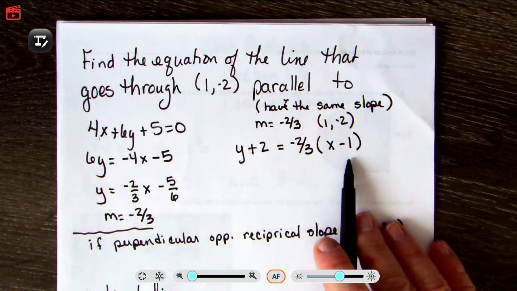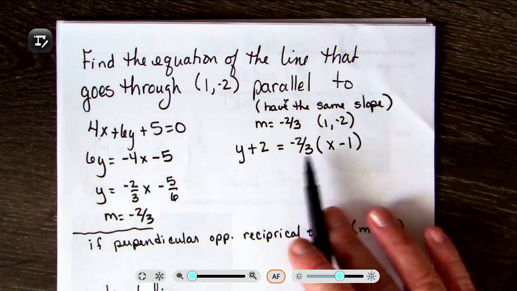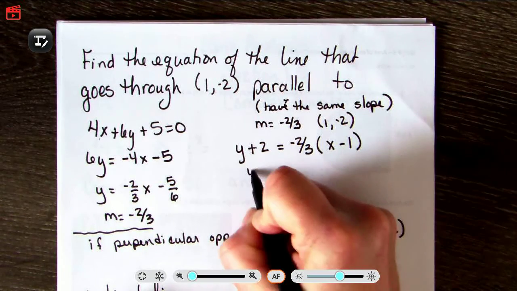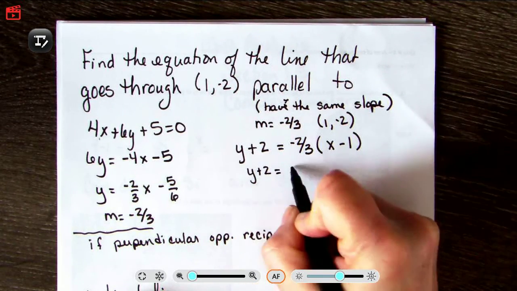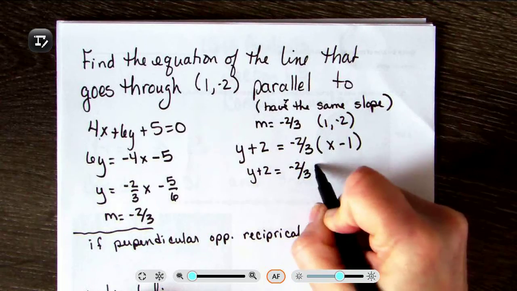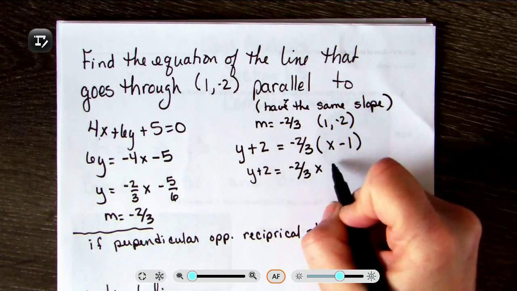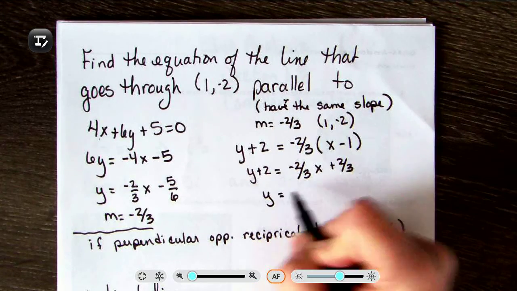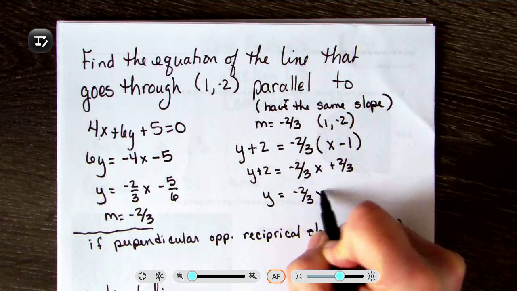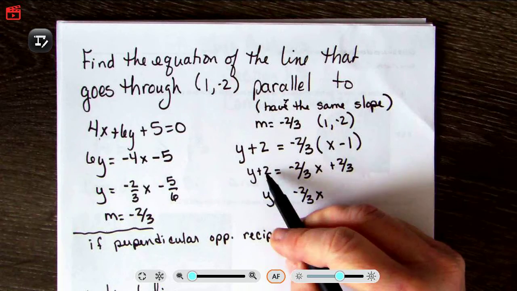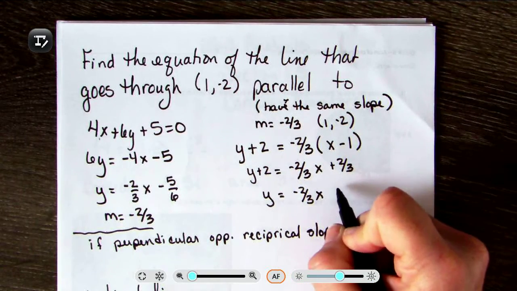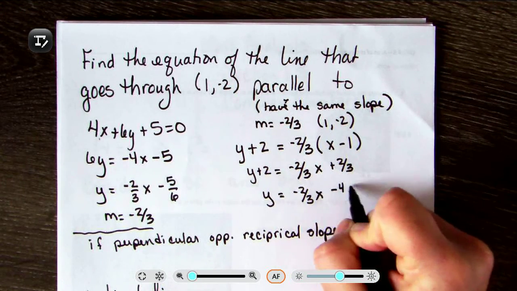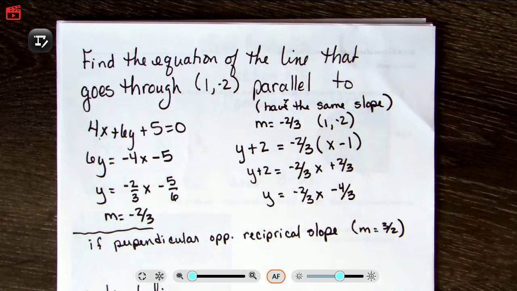If we wanted it in useful form, we like to solve for y. So we're going to distribute that negative 2/3 through. A lot of times we like it in our y equals mx plus b form. So this gives me a plus 2/3. And subtracting 2 from both sides, so that would be like subtracting 6/3. So I get a negative 4/3.